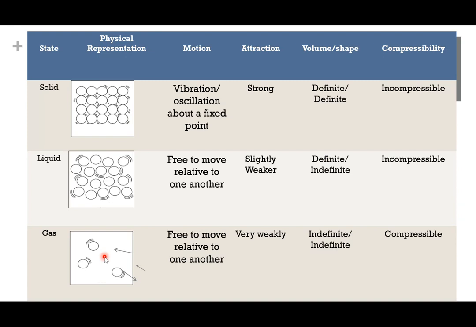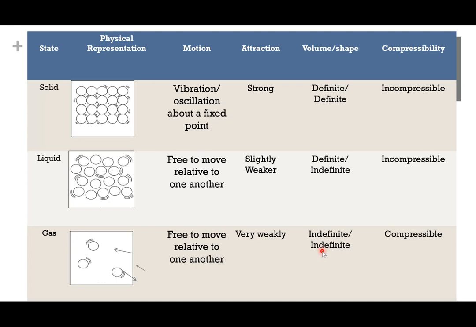Gases are very, very far apart. So the particles of a gas are spaced very far apart. They're free to move relative to one another, and the attractions between gas particles are very, very weak. In fact, when we get to the gas chapter, we're going to ignore any interaction between the particles at all. We're going to say they're not attracted to each other at all. They've got an indefinite volume and an indefinite shape.